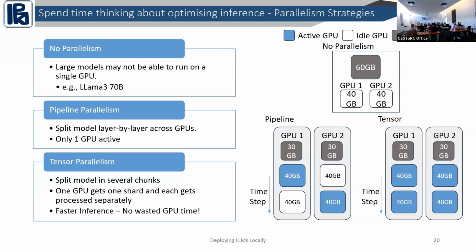The other strategy is to use some sort of pipeline parallelism. So you split the model layer by layer across GPUs, but the idea here is that only one GPU is active at each time step, right, until you finish the execution. And the other approach is using tensor parallelism. Effectively, you can split your model into several chunks. Each GPU gets a different shard and is processed separately. And the idea is that you can now utilize the GPUs at the same time, and then you can split the model, let's say, from 60 gigabytes into 30 gigabytes and 30 gigabytes, and you can process it on multiple GPUs and so on, faster and without wasting any GPU time.